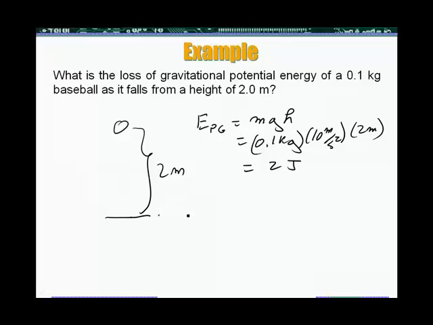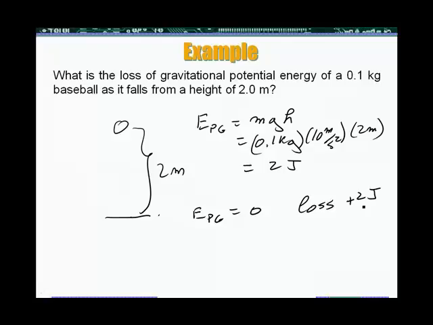And then here at the bottom level, EPG is going to be equal to 0 because h here is 0 relative to ground. So our change in gravitational potential energy is minus 2 joules, but our loss is just 2 joules of gravitational potential energy.